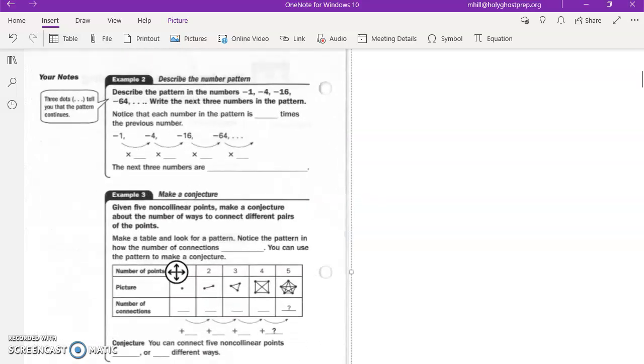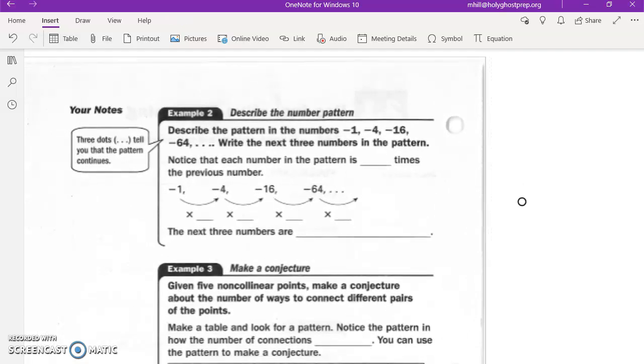So here is the second page here. Let's look at a number pattern. Describe the pattern in the numbers: -1, -4, -16, -64, and so on. That tells you that the pattern continues. Write the next 3 numbers in the pattern. So whenever I see a number pattern here, I'm always looking at, all right, what are we doing? Are we adding, subtracting, multiplying, or dividing from the first to the second? So to get from -1 to -4, we could either subtract by 3 or we can multiply by 4.